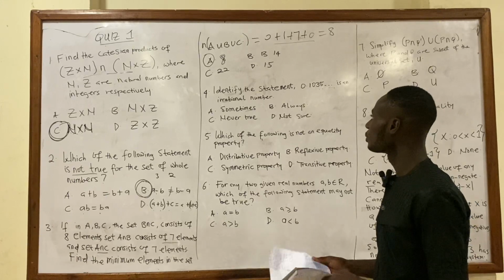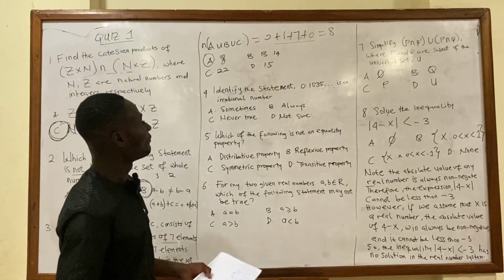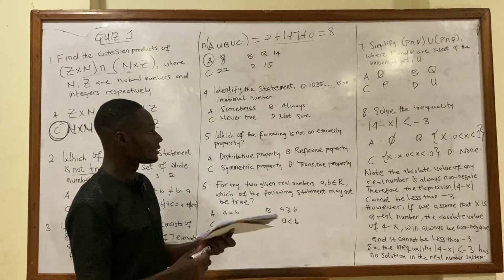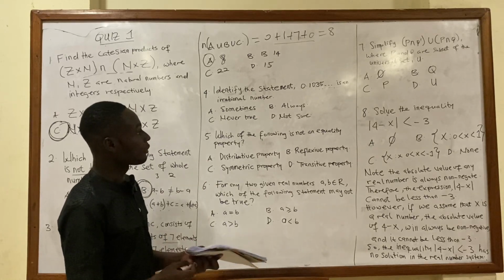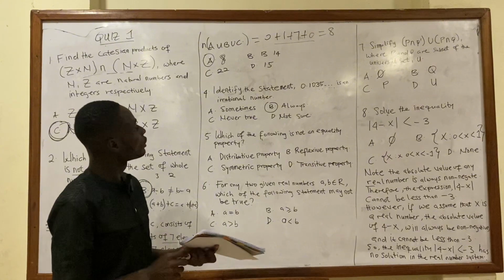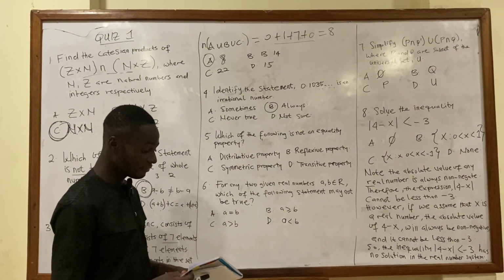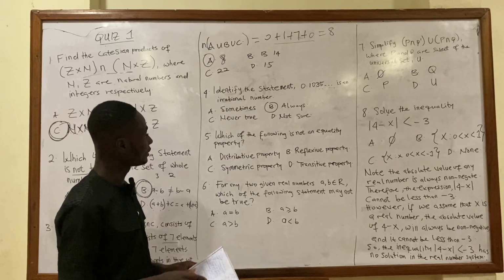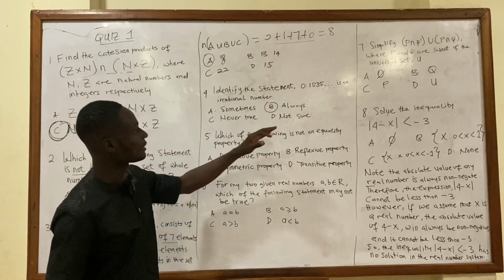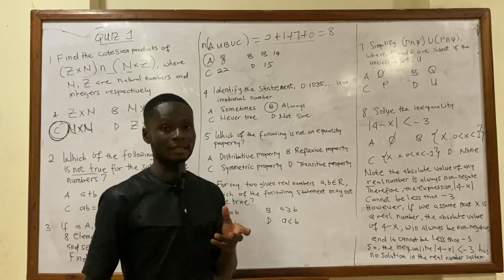So we say that the value 0.1035 is always an irrational number. So our option B is correct for this question. Very, very simple. 0.1035 is an irrational number, and it always remains an irrational number. You cannot do anything about that number.